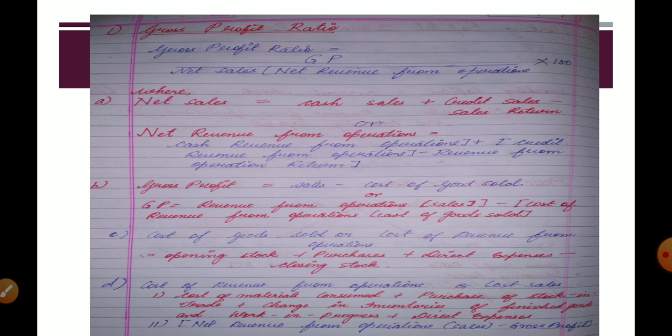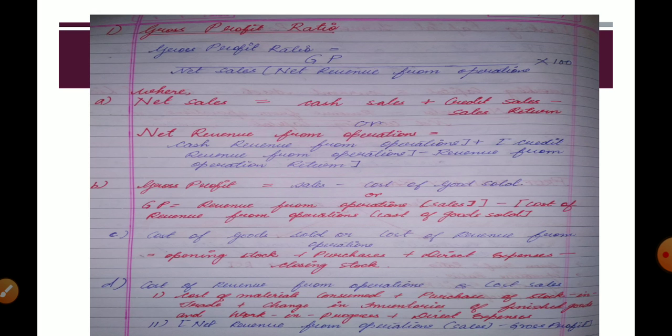So first is gross profit ratio. Gross profit ratio establishes the relationship between gross profit and revenue from operation, that is called net sales. The ratio is computed and presented in percentage, and the formula is gross profit ratio, that is gross profit upon net sales, net revenue from operation, into 100, because it is calculated in the form of percentage.